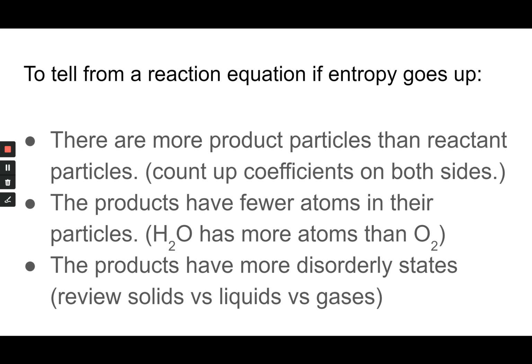Let's talk about why that was the answer. If you want to tell from a chemical reaction equation if entropy is going up or increasing, you need to look at a few different things. First, are there more product particles than reactant particles? You can determine this by counting up the coefficients on both sides and seeing if there are more particles of products being formed. If you're forming more things, that is less orderly than few things.